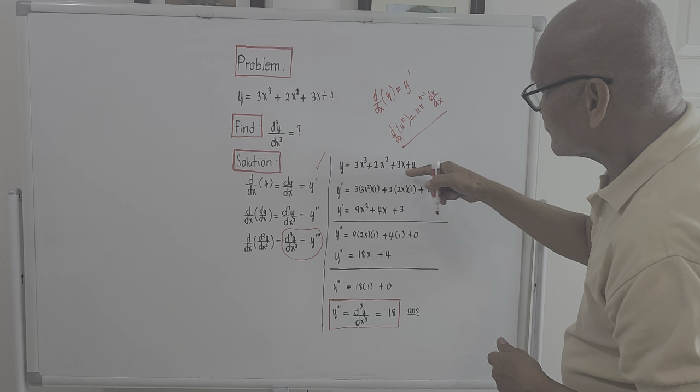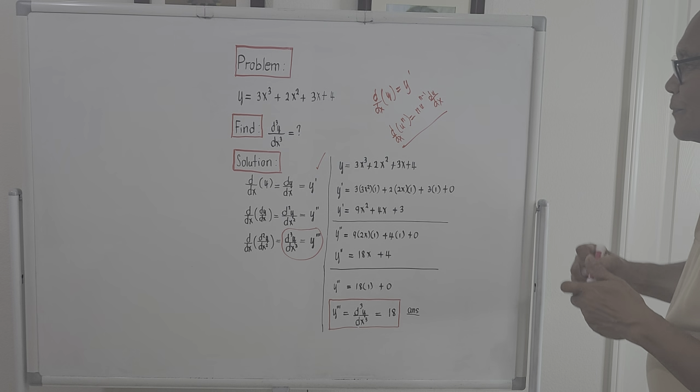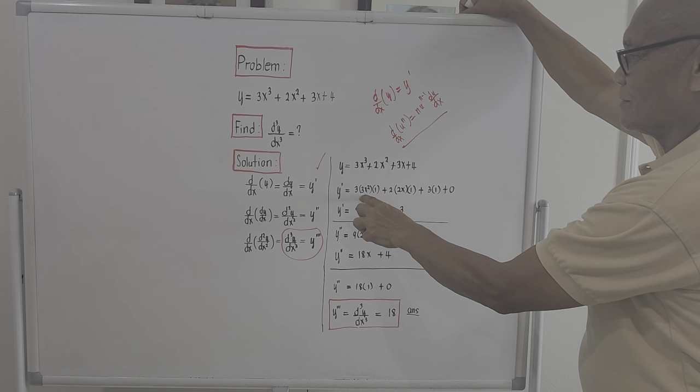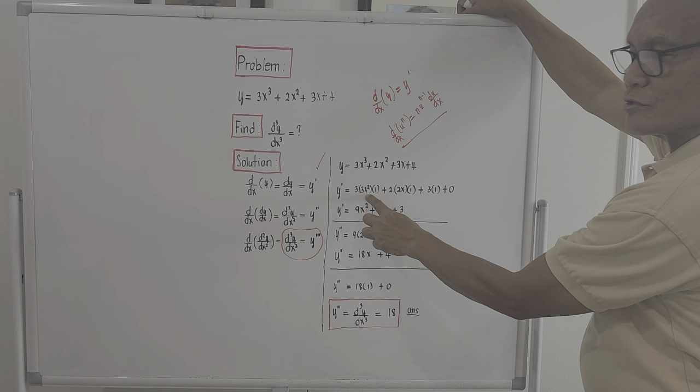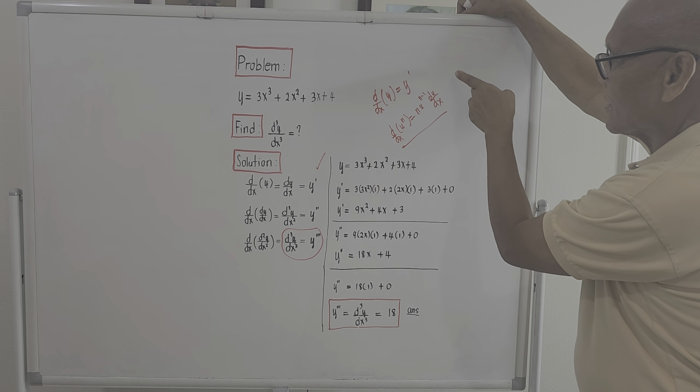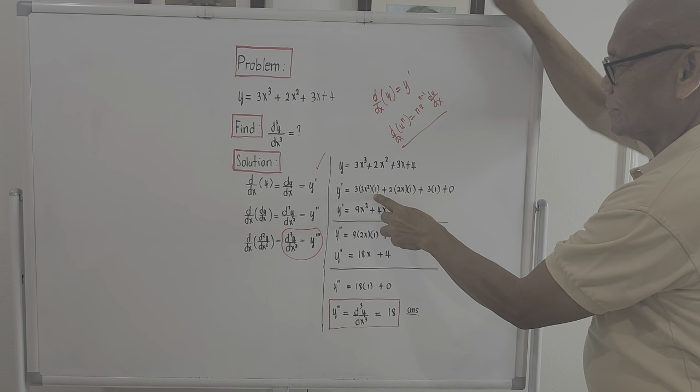That's the one we are using for these ones. Okay? So the power here is 3. Decrease in power by 1, this will become x squared. And the derivative of x with respect to itself will be 1.